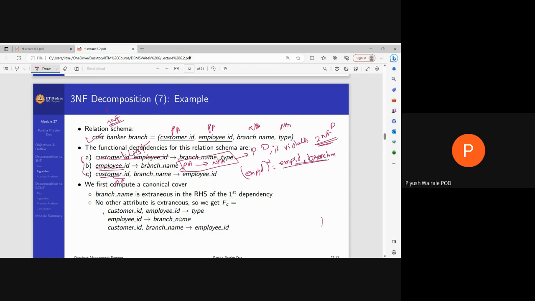So just make it one relation, R1. And then what will be R2? Employee ID, customer ID, type, and then employee ID, because employee ID is the key. This is my R2. So R1, R2 is a lossless decomposition now, and dependency preserving also. Employee ID, customer ID is there, and employee ID, branch is there; customer ID, branch, and employee ID, that we have to check.